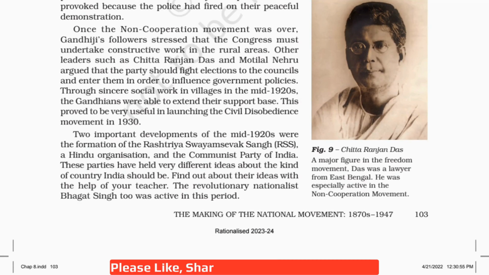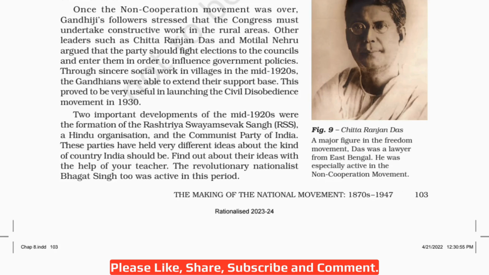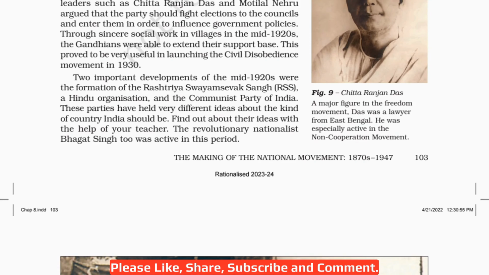Two important developments of the mid-20s were the formation of the Rashtriya Swayamsevak Sangh, RSS, a Hindu organization, founded by K.B. Hedgewar. It worked to organize Hindus. And the Communist Party of India was also founded in 1925. Okay, it also had many leaders like M.N. Roy and S.A. Dange. It spoke for workers and peasants. These parties have held very different ideas about the kind of country India should be. Find out about the ideas with the help of your teacher.